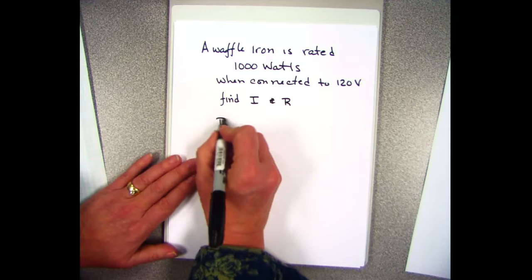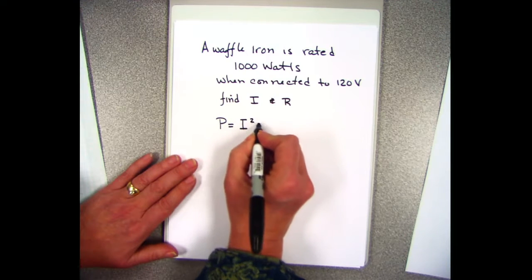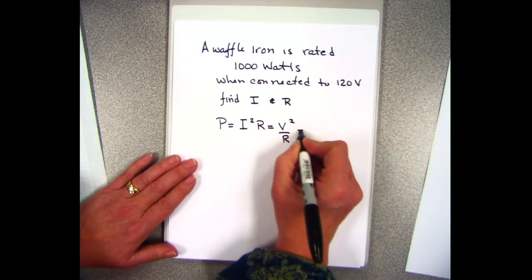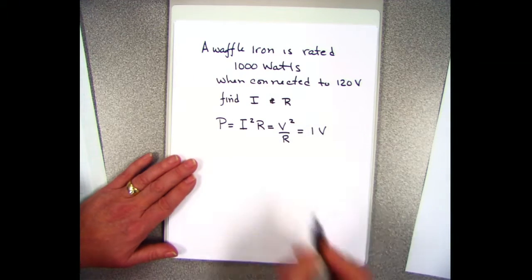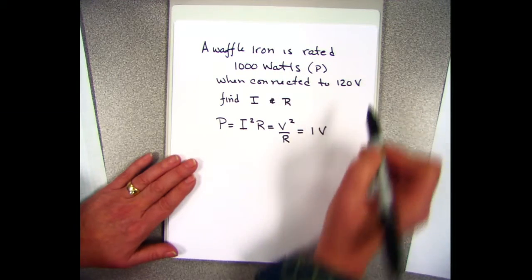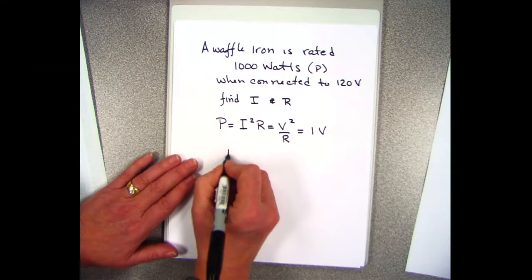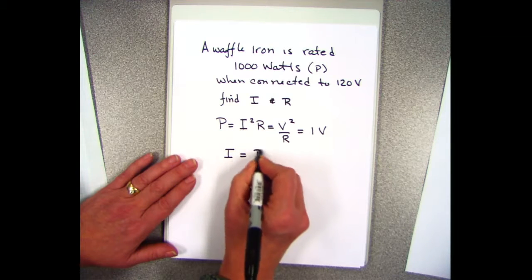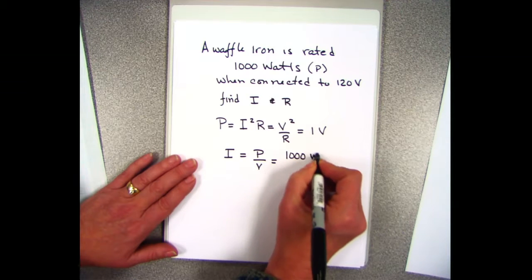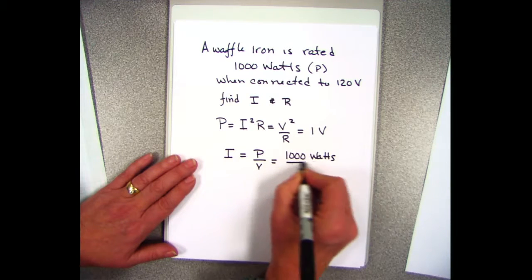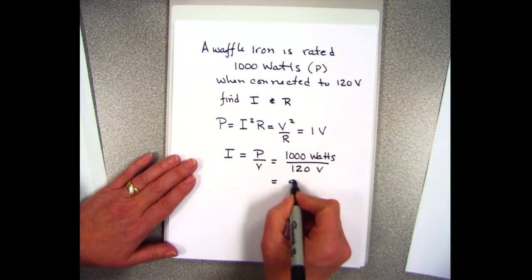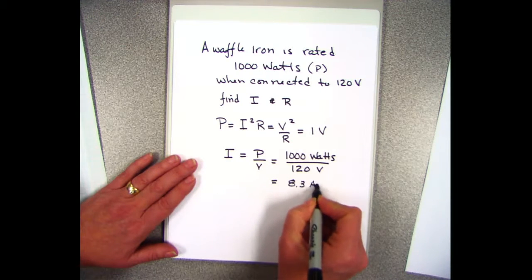So I can go back to my power equations again, which is I squared R, which is equal to V squared over R, which is equal to IV. I've been given power, this is P, and I've been given my voltage, which is V. If I want to find current, that's just going to be power divided by voltage. So that's 1,000 watts divided by my voltage, which was 120 volts, and that gives me 8.3 amps.